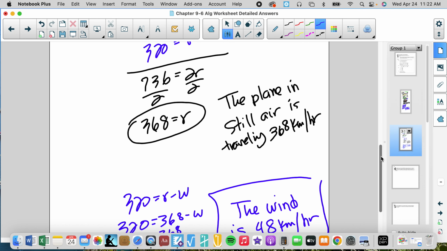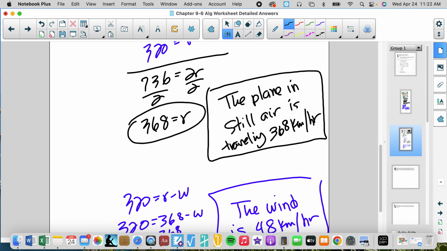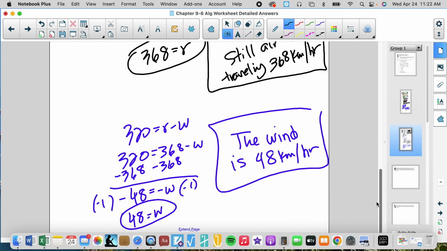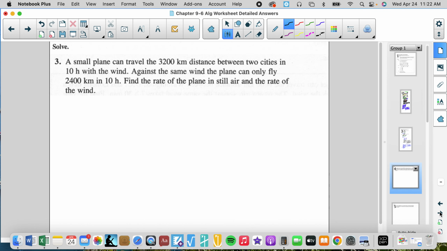That's that question. And did we answer it? Find the rate of the plane in still air and the rate of the wind. Yep, nice. We're okay with these.